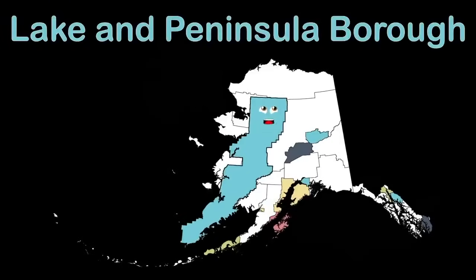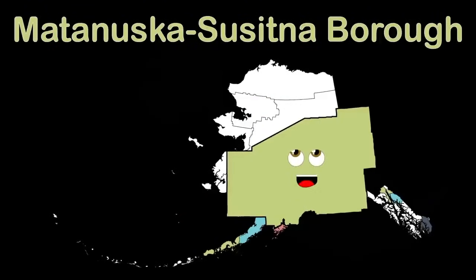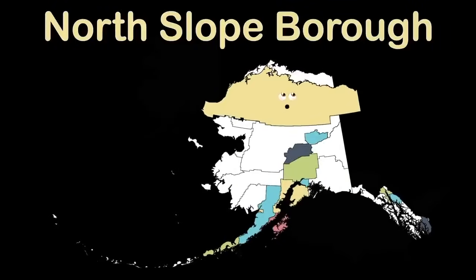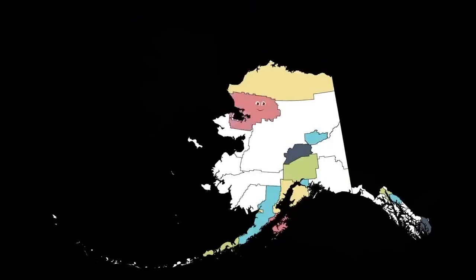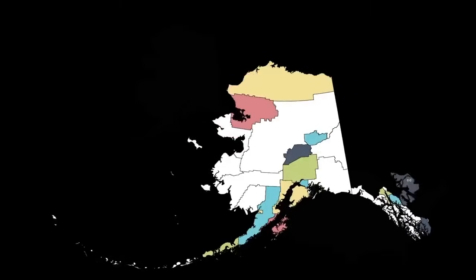Lake and Peninsula Borough is so beautiful. Matanuska-Susitna is a southern borough. The North Slope Borough is in Alaska's north. Northwest Arctic touches the Kotzebue Sound's girth.